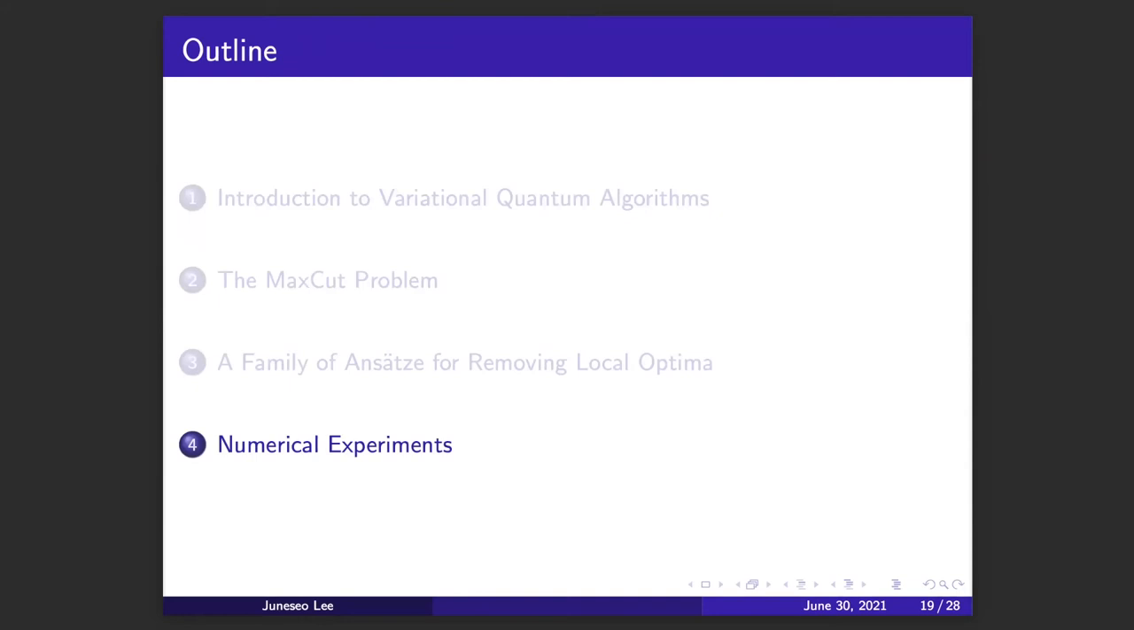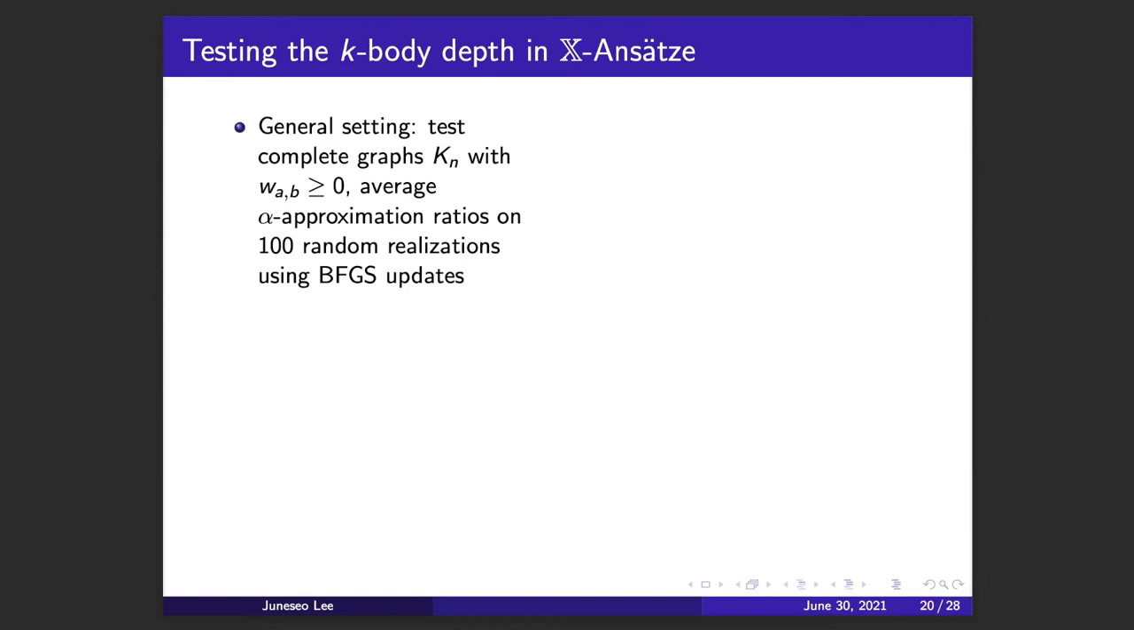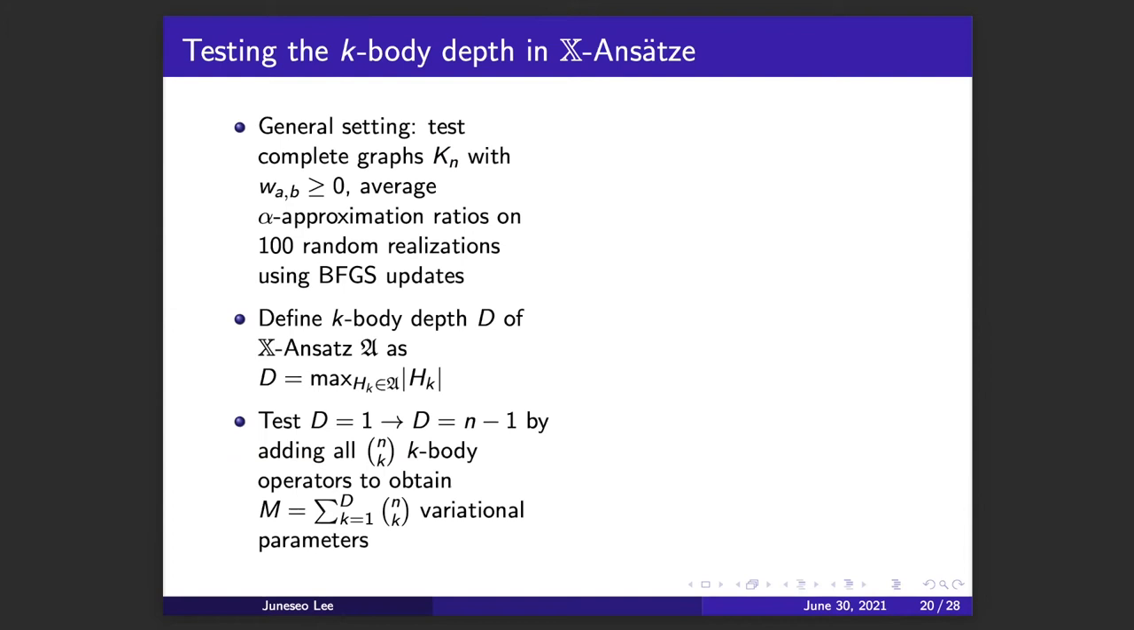For each of our numerical experiments, we tested complete graphs K_n with positive edge weights and averaged the approximation ratios we obtained from 100 different random realizations of the edge weights and also the parameter initializations, and then used the standard BFGS algorithm to update the parameters. For these experiments, we define the k-body depth d of a particular X ansatz to be the largest vertex subset that an ansatz element would non-trivially act on. So for our first experiment, we consider testing the effect of increasing d by successively adding all n choose k body operators, where you start from all single qubit terms, then add all two-body terms, then all three-body terms, and so on and so forth.